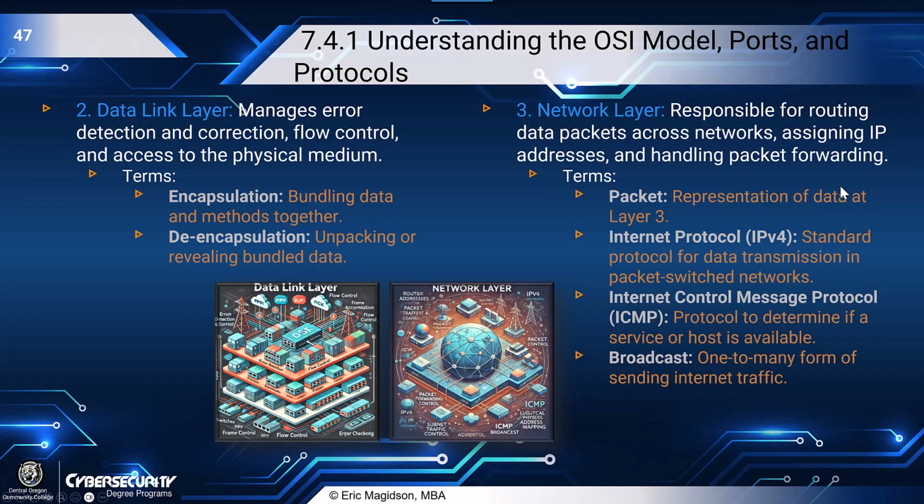Data link layer, so as we move up, manages error detection and correction, flow control, access to the physical medium. So this is what allows data to travel and to be transmitted in a means that it will be received and understood and checked, okay? So a couple terms. Encapsulation is the bundling of data and methods together. De-encapsulation is unpacking, say, at the other end, okay?